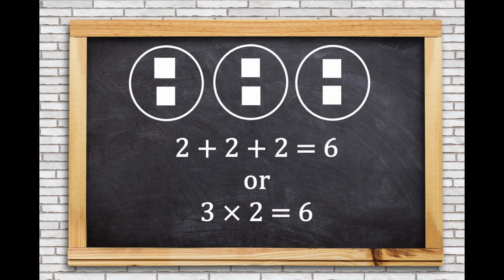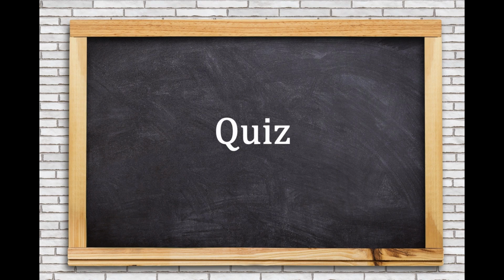We simply multiply the number of groups by the number of squares in each group. In this case, the number of groups is 3, and the number in each group is 2. Therefore, to find the total number of squares, we find the product of 3 times 2, which is equal to 6. Let's take a short quiz to ensure our understanding of multiplication.